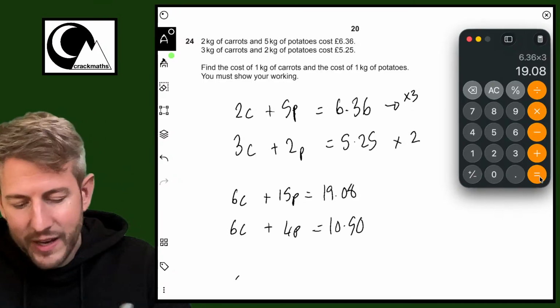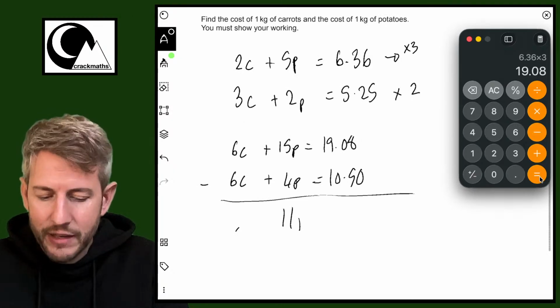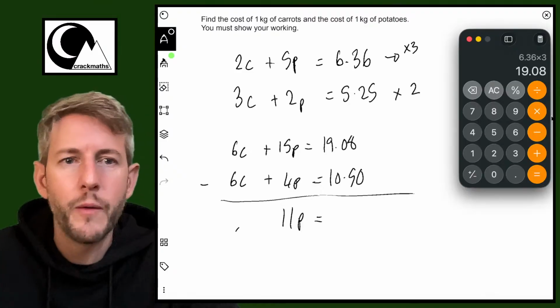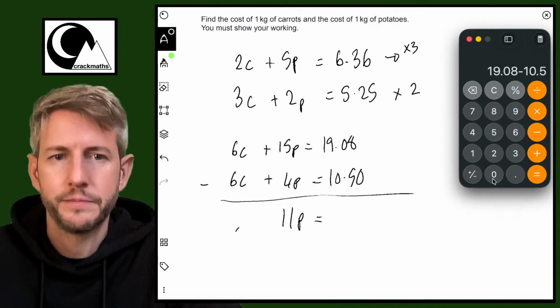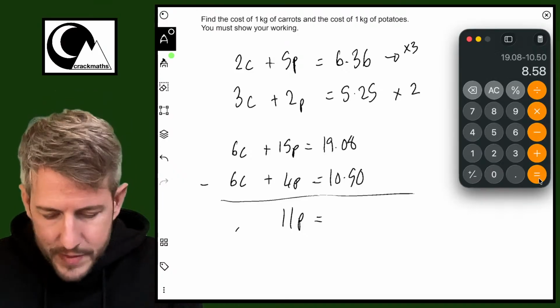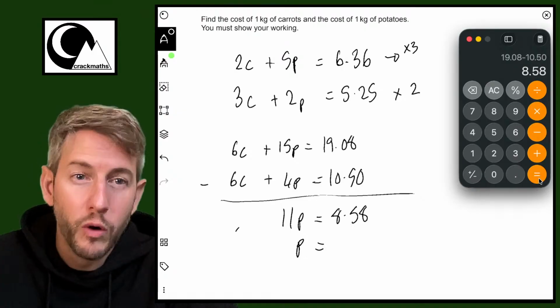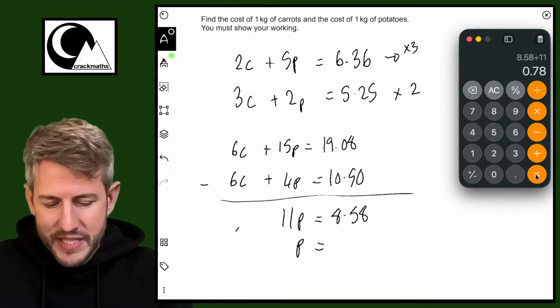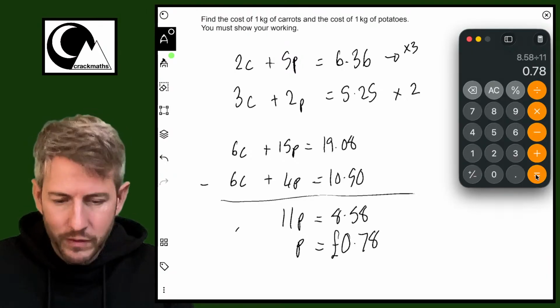And then what that tells me this time, when I take these away from each other, I'm left with 11 kilograms of potatoes this time. And then I've got to do that 1908, take away the £10.50 again. And that gives me £8.58. Divide that by 11 to find 1 kilogram of potatoes. And that's 78 pence. So 1 kilogram of potatoes is 0.78 pounds.